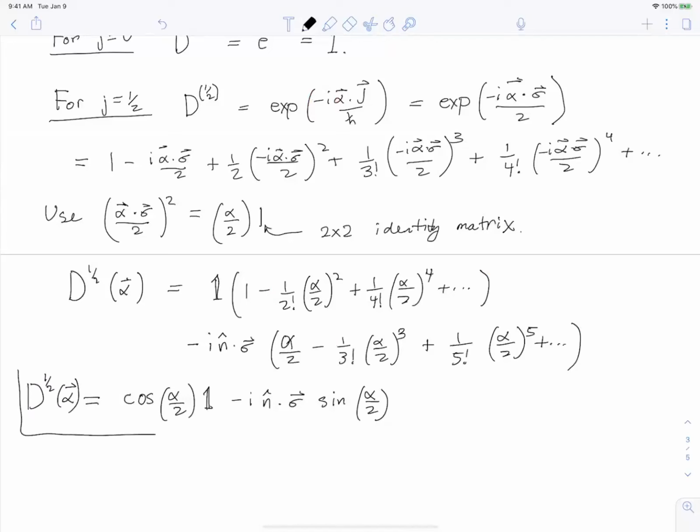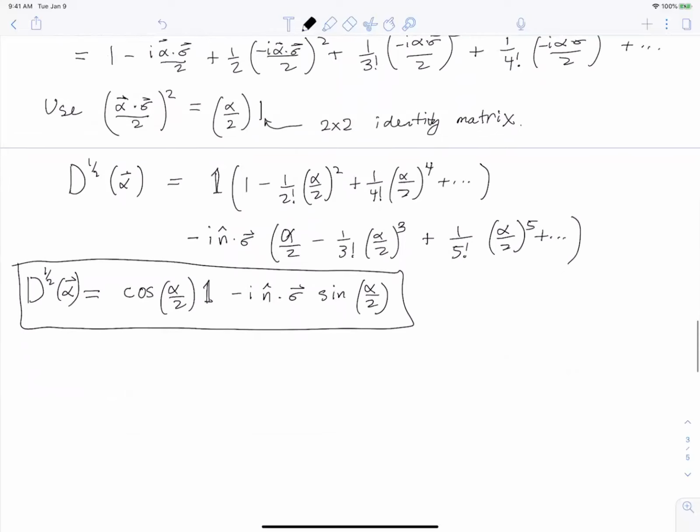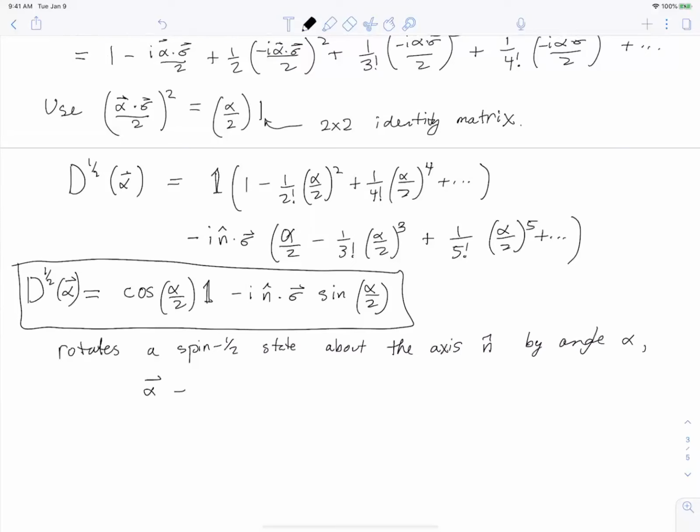And this equation is telling you, if you've got a spin 1/2 system, how do you rotate it by any angle that you want about any axis that you want? Okay, so this rotates a spin 1/2 system state about the axis n hat by the angle with magnitude alpha, where alpha, the vector, is equal to its magnitude times its axis.